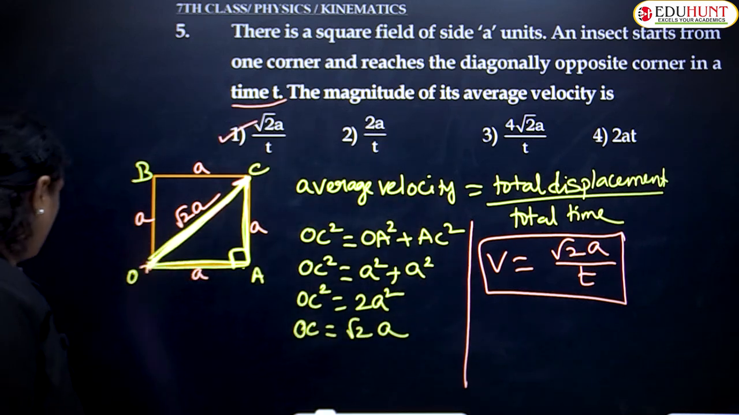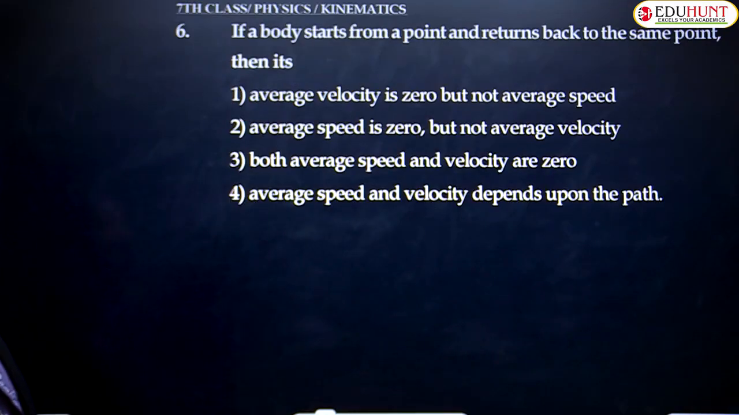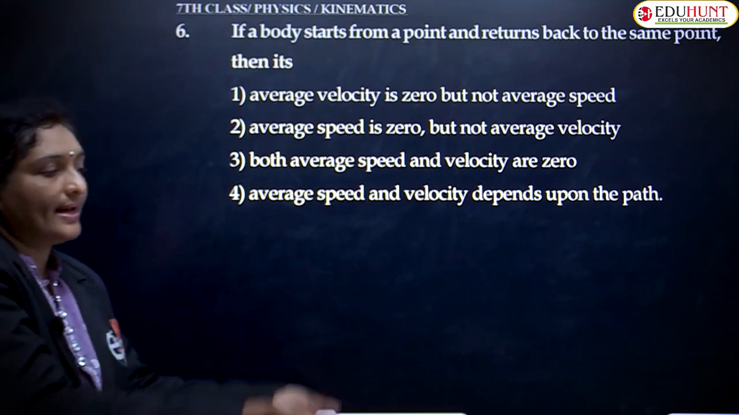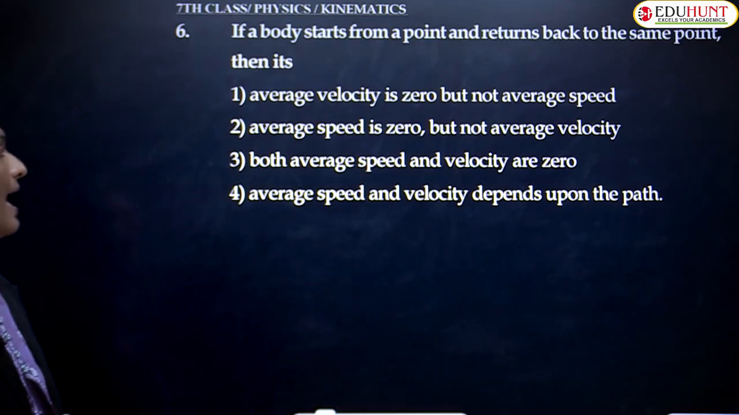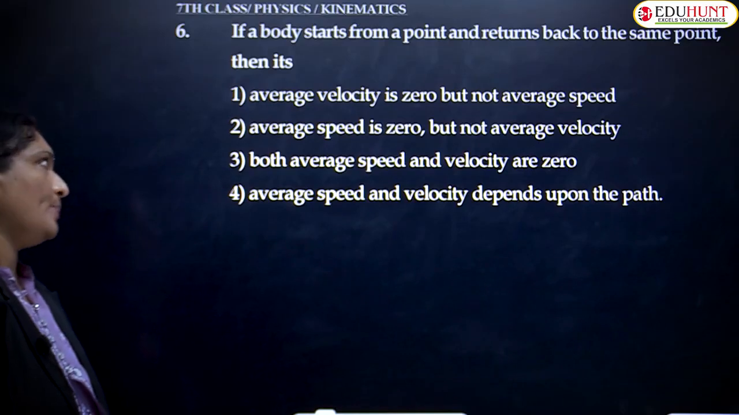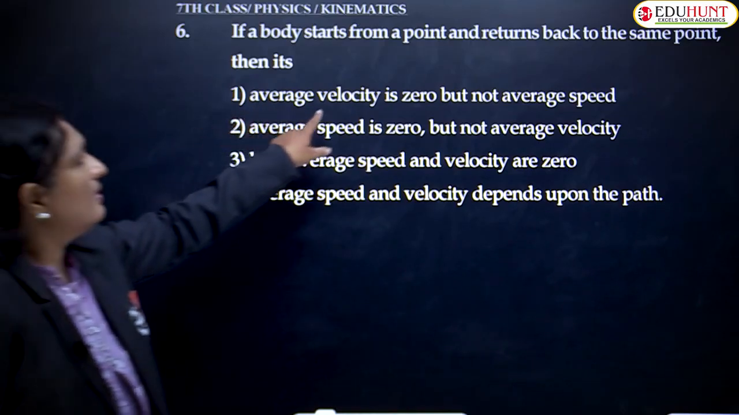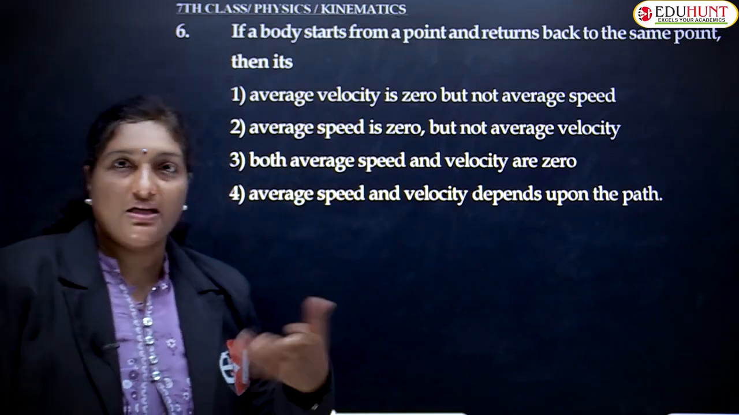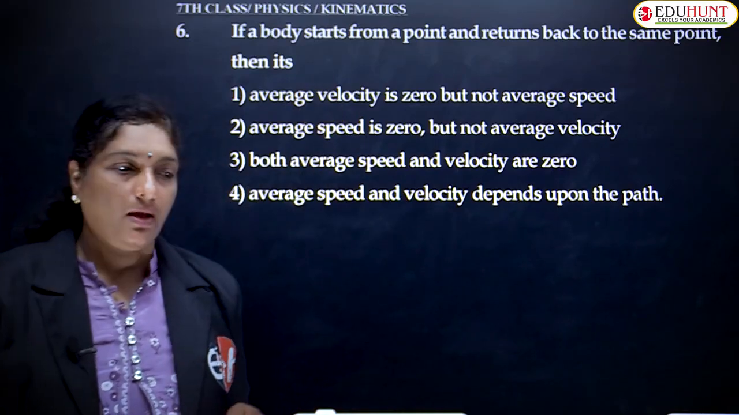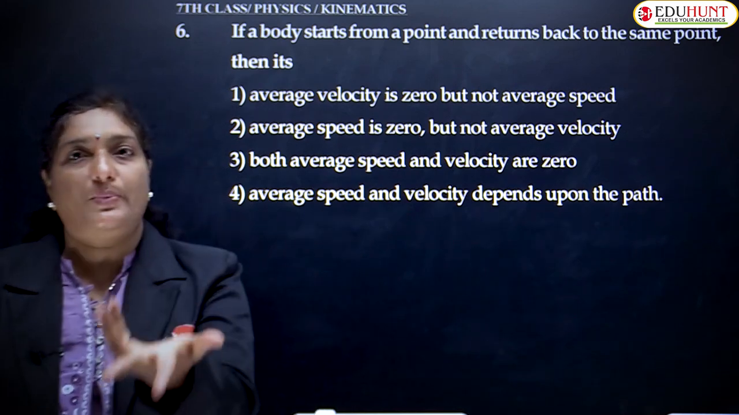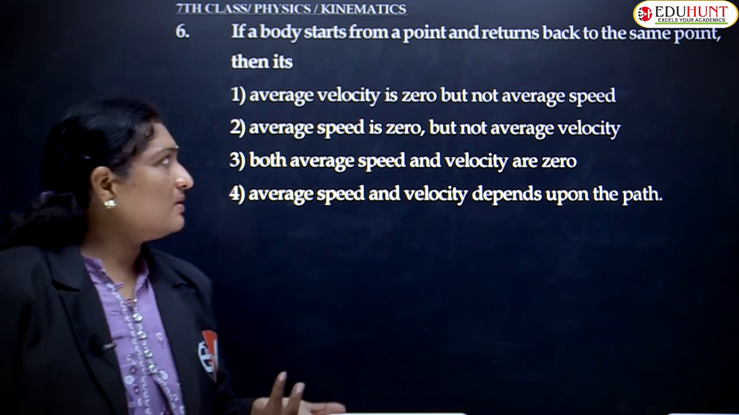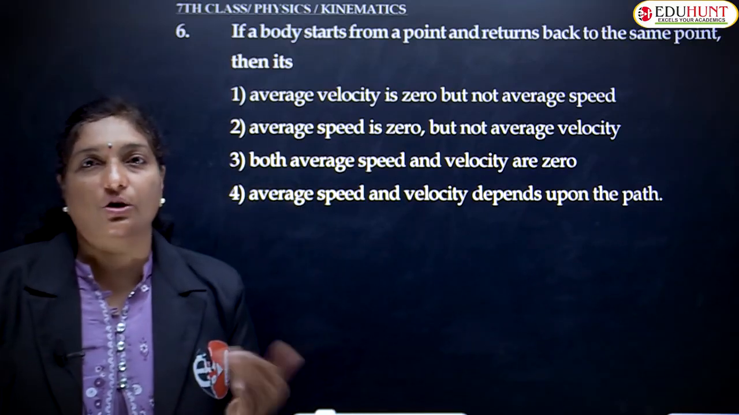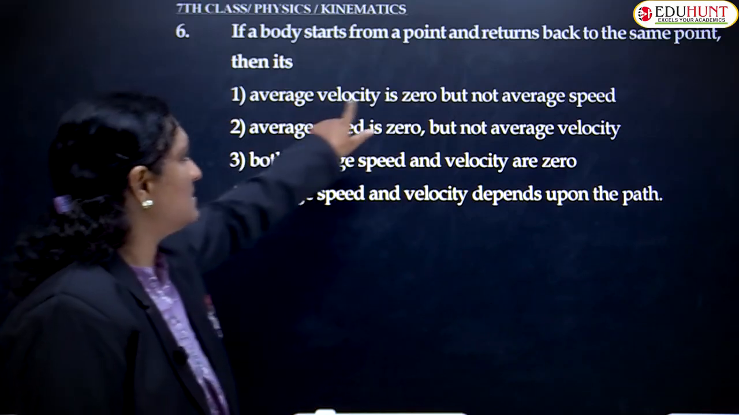Okay, children. Next. A body starts from a point and returns back to the same point. Average velocity is 0 but not average speed. Yes. So children, if the body reaches the same initial position, then the initial position and final position are both the same. If initial and final positions are the same, displacement is 0. So average velocity is nothing but total displacement by total time. Displacement is 0, and 0 by time is 0. Hence average velocity is 0.